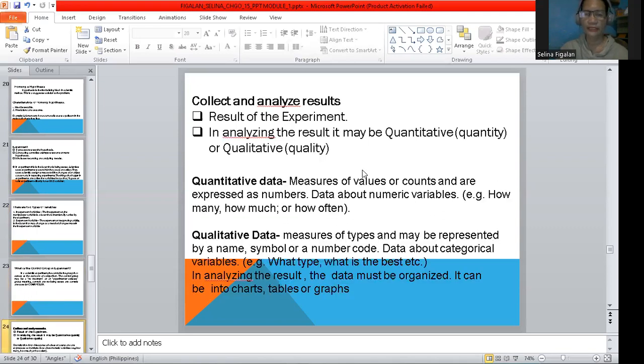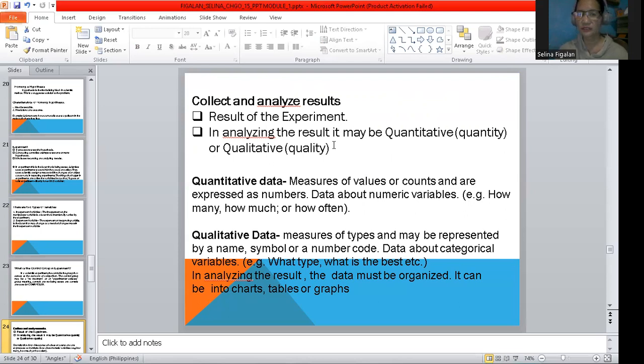Okay, collect and analyze the results. Ano da yon? Identify the problem, make a hypothesis, justify through experiment, then collect the data. So kung meron ka ng data, you have to analyze it because the result of the experiment, ginagamit mo yung result ng experiment mo para to justify your hypothesis.